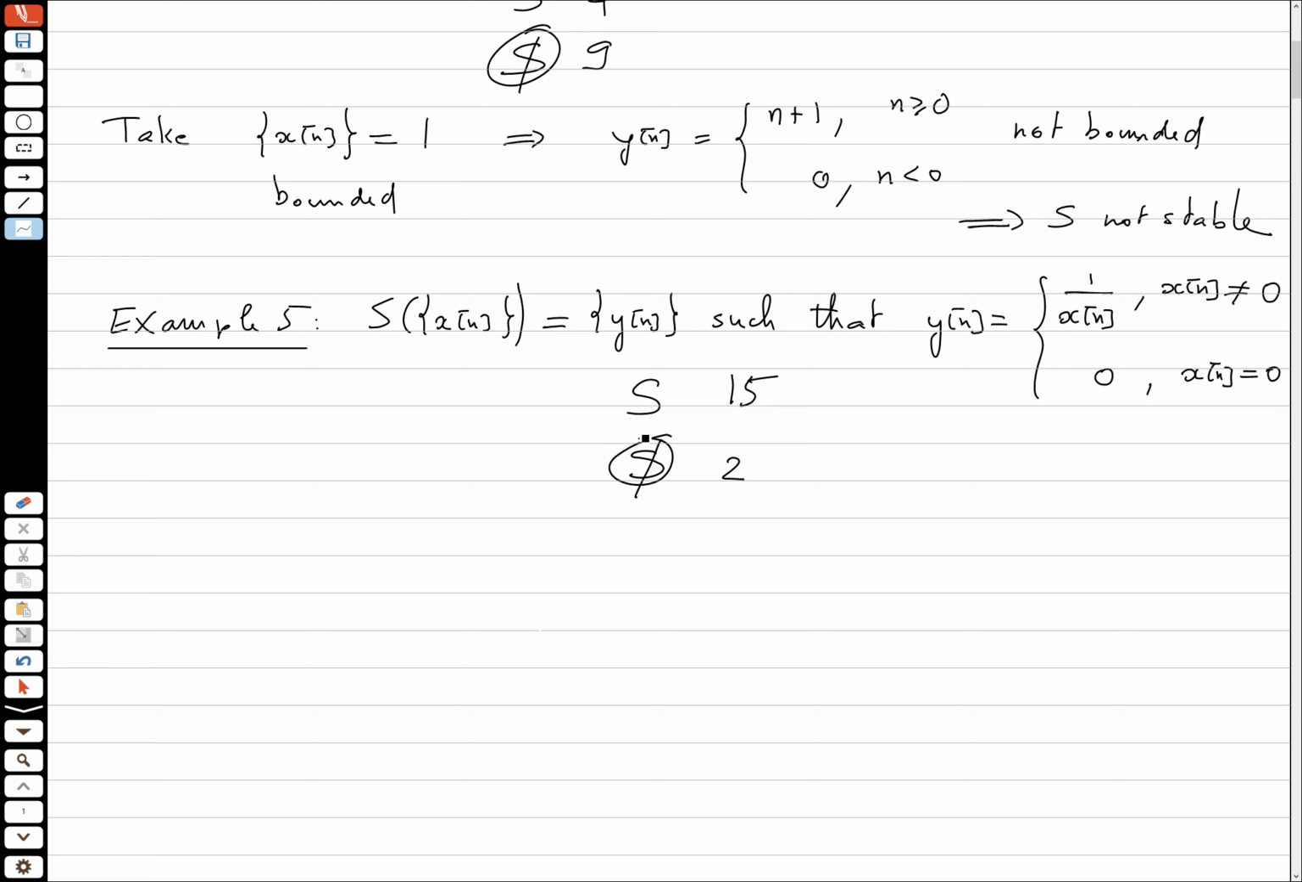Look. What is the problem with this? The problem with this is when x of n is too close to 0. You agree? You are getting problems when x of n is too close to 0. Right? When x of n is too close to 0, this becomes too big.